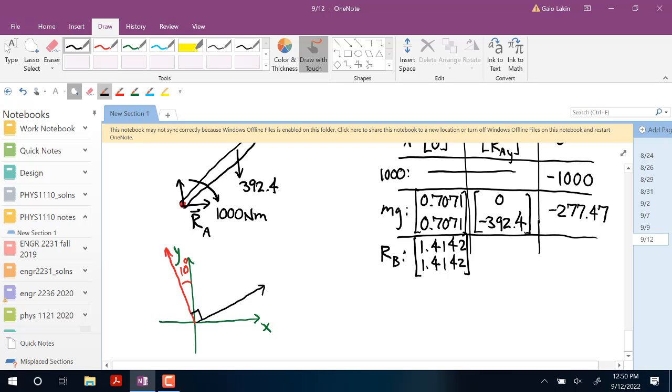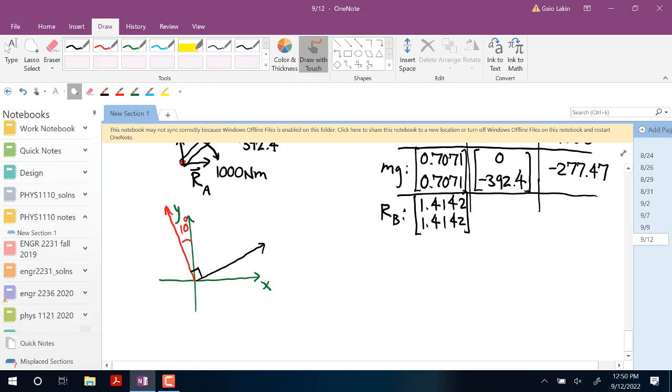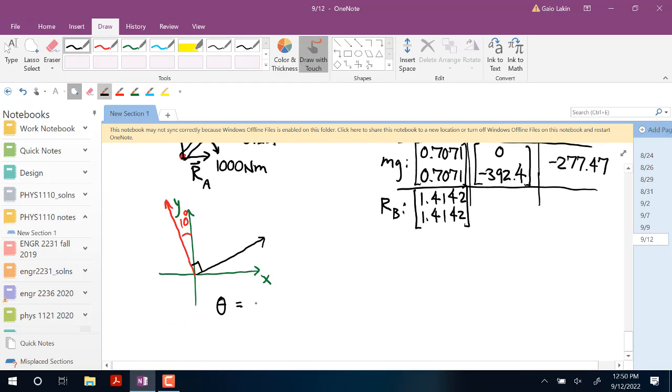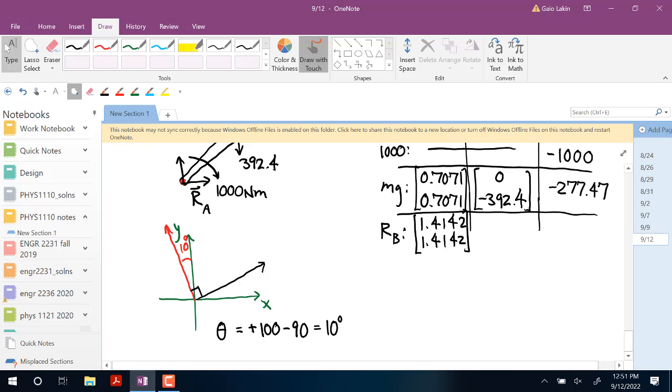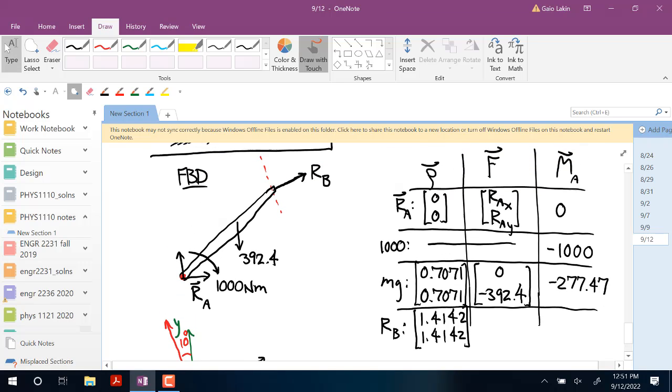And now to come up with the angle for that black vector, the one we want, start at the positive x. It's 90 degrees to get to y. It's another 10 degrees to get to the red vector. So if we're trying to come up with this theta, this was a counterclockwise rotation, so positive 100 minus 90, and we end up at 10 degrees. And so this is RB times cosine and sine of 10 degrees.